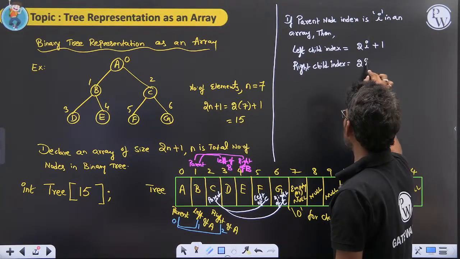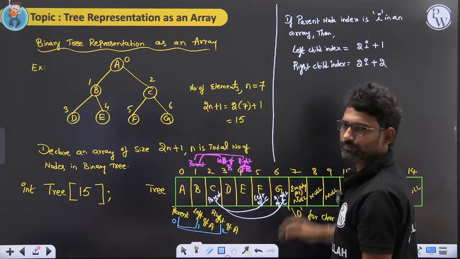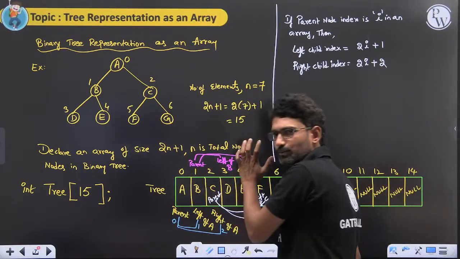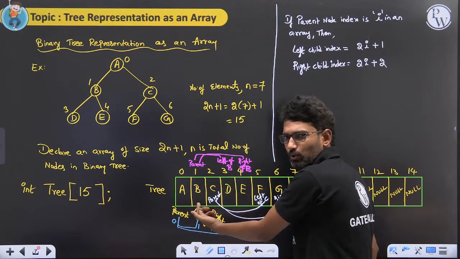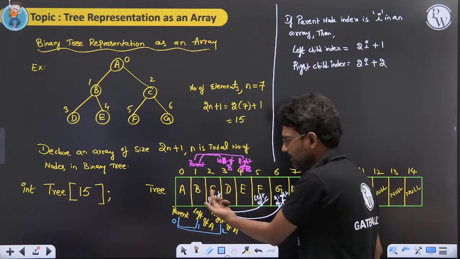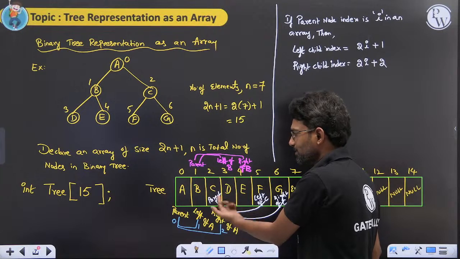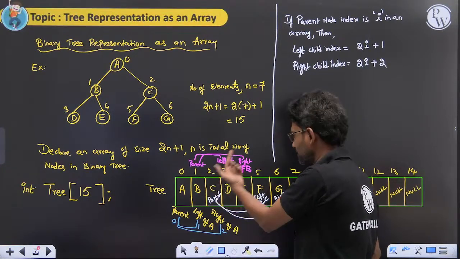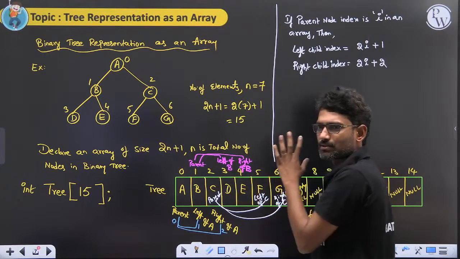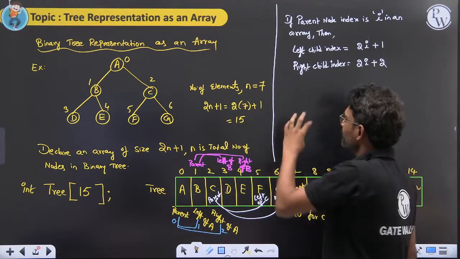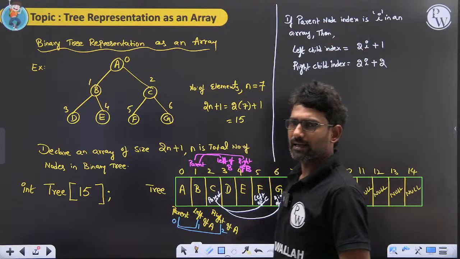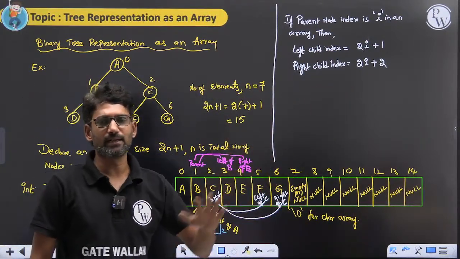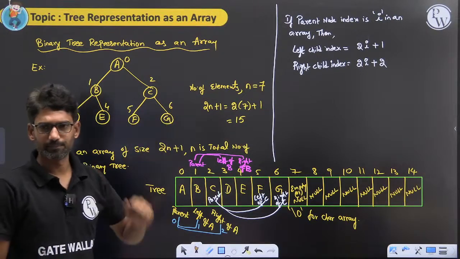Similarly, what would be the right child index? 2i plus 2. So 0 into 2, 0 plus 2, 2. 1 into 2, 2 plus 2, 4. Right child of B is at 4. C is at index 2: 2i, 4 plus 2, 6. C's right child is at 6. So it's satisfied. So if the parent node index is known, then its left child index and right child index we can compute in this way.